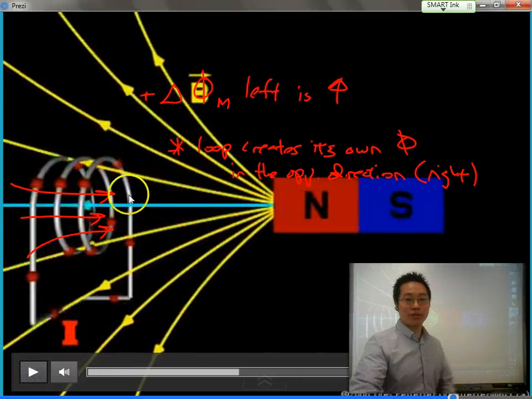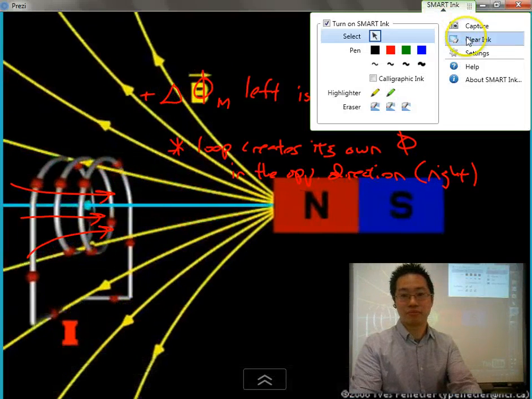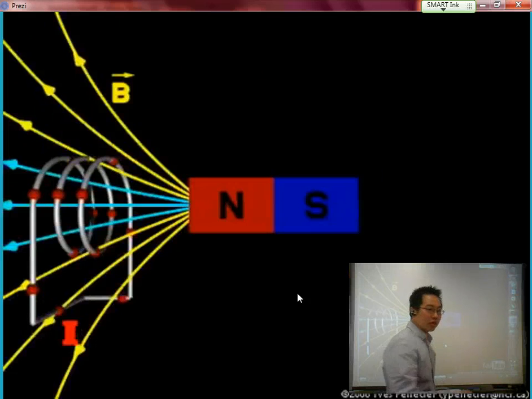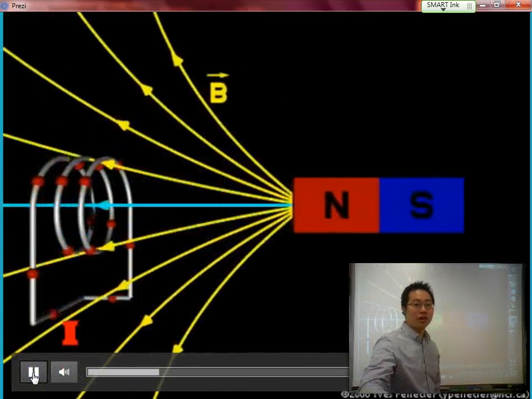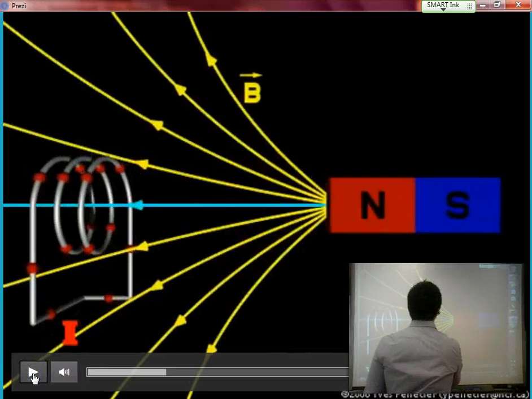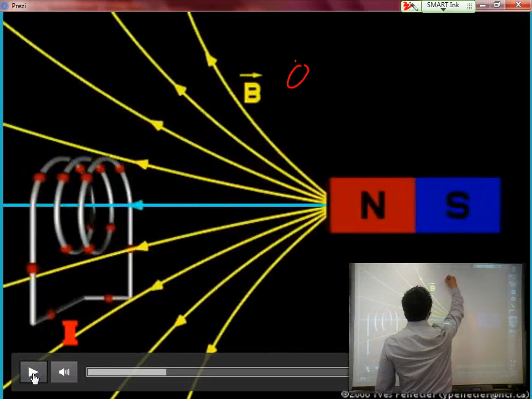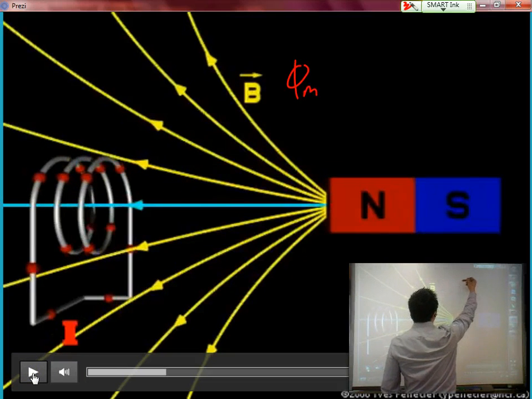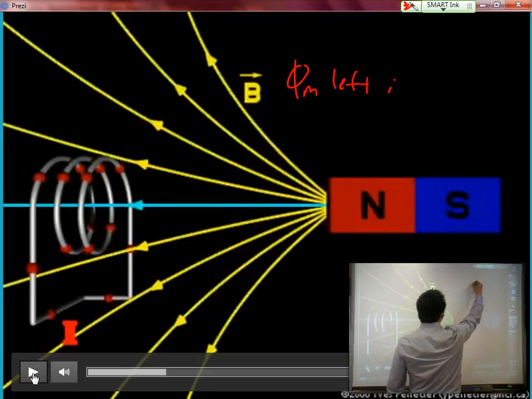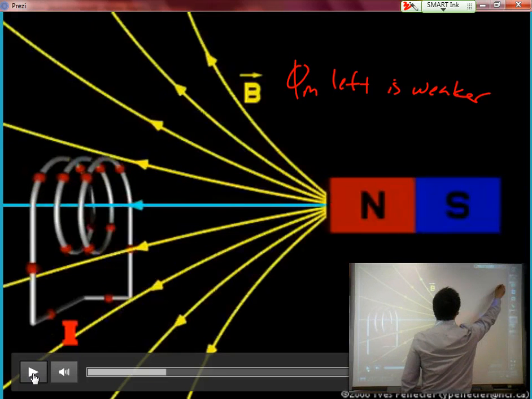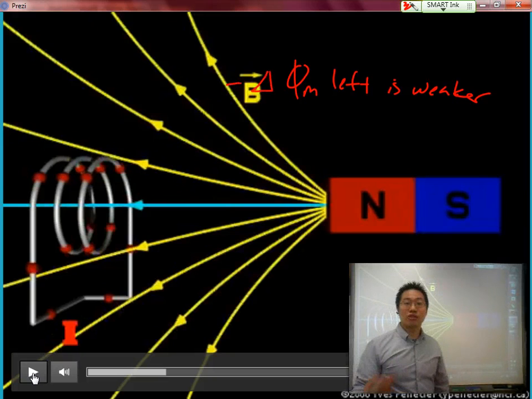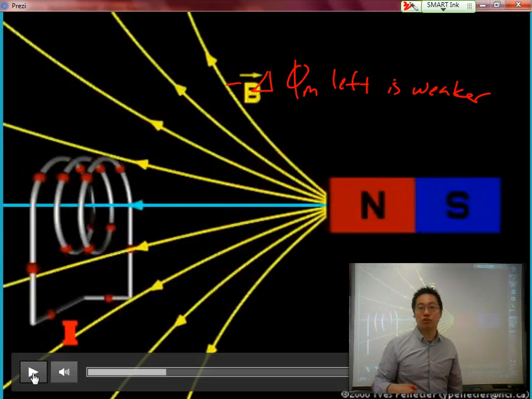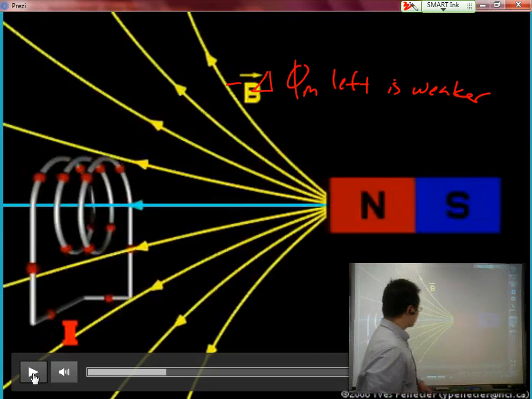Because as it's getting pulled out, okay, the flux is now getting weaker and weaker and weaker. So that means that the flux that was going to the left is weaker. So overall, we have a negative change in flux, which means that the loop is going to try to help strengthen it more. So to strengthen it, it will create a field in the same direction.